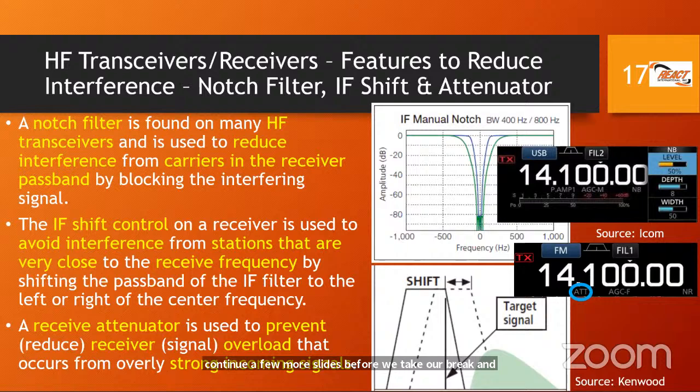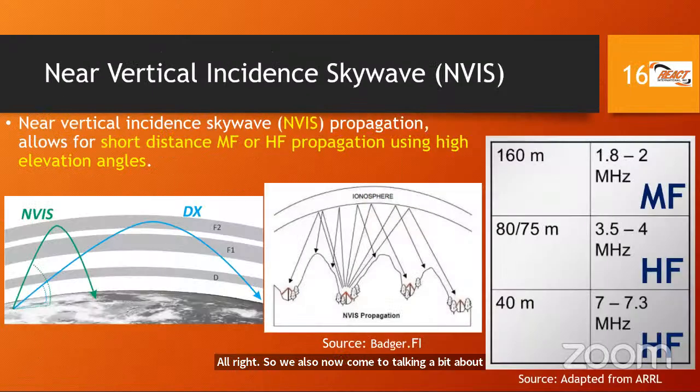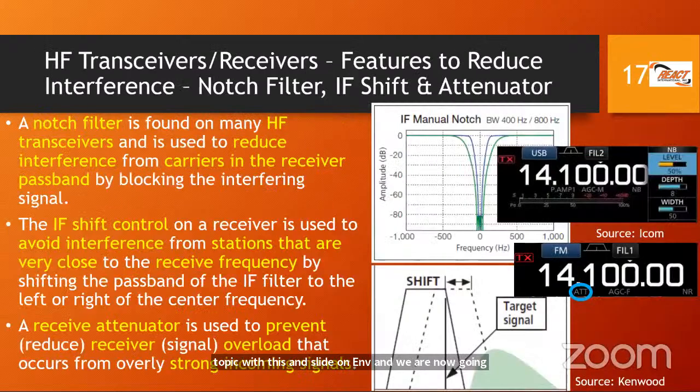All right. So we also now come to talking a bit about radio operation practices, right? So we have essentially come to an end of radio wave propagation topic with this slide on NVIS, and we are now going on to amateur radio practices, the next major topic. So we are talking about our HF transceivers or receivers, and there are some features about them, and we're trying to show it diagrammatically here on the right hand side, as well as a screenshot of what your radio will look like. And some of these features will help us mitigate or address some of the concerns that we have described earlier as problems or issues as hams we will encounter.